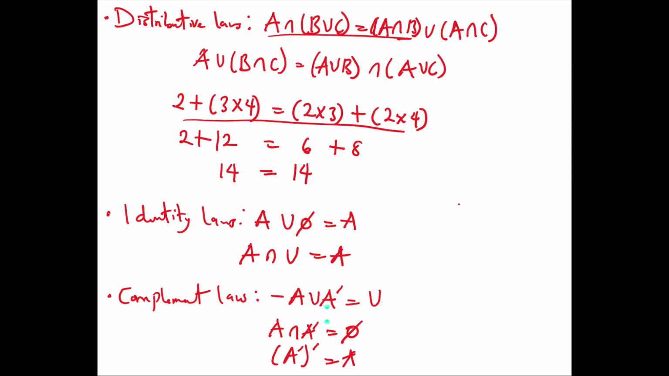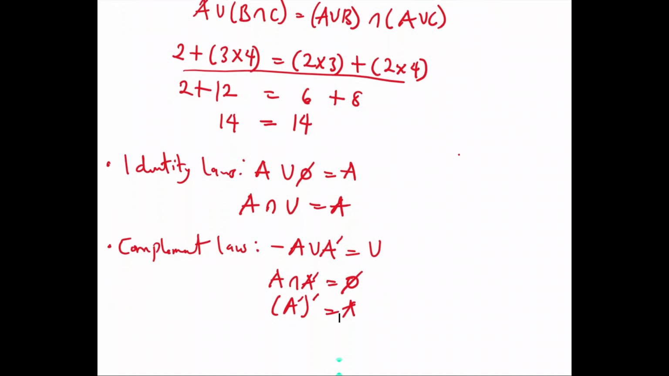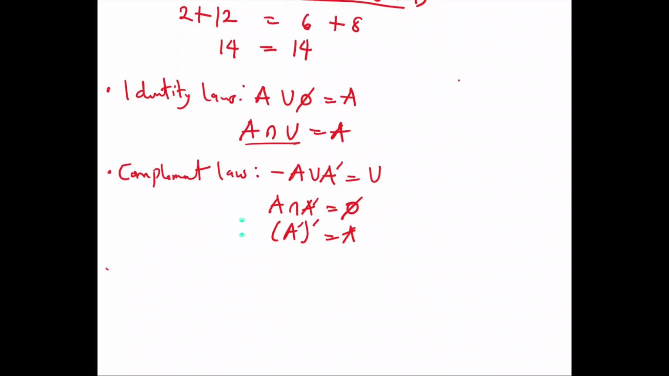And the first one that says A union A prime, A union A prime is just the combination of the set A and the elements that do not belong to A. So when you combine everything together, you get the universal set. So that's it for that. And the same thing with this one: A intersection the universal set is equal to A.